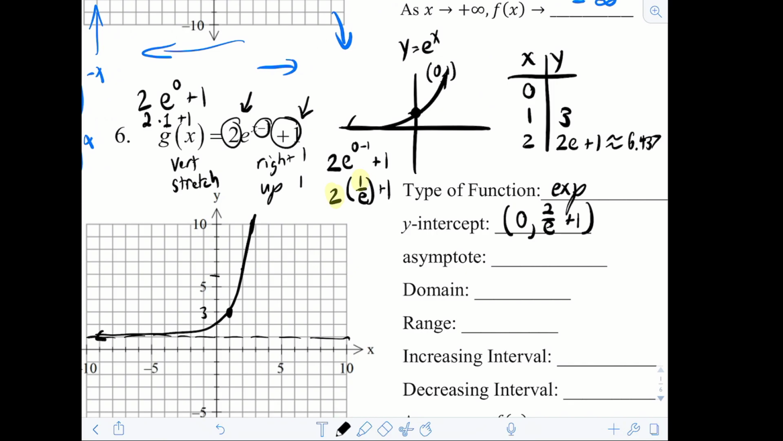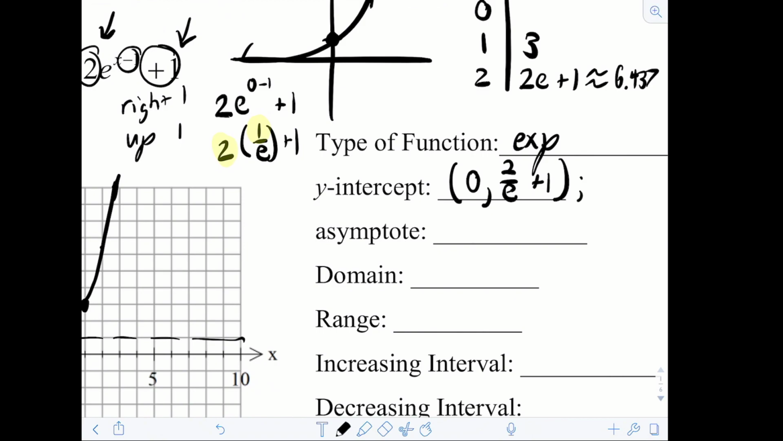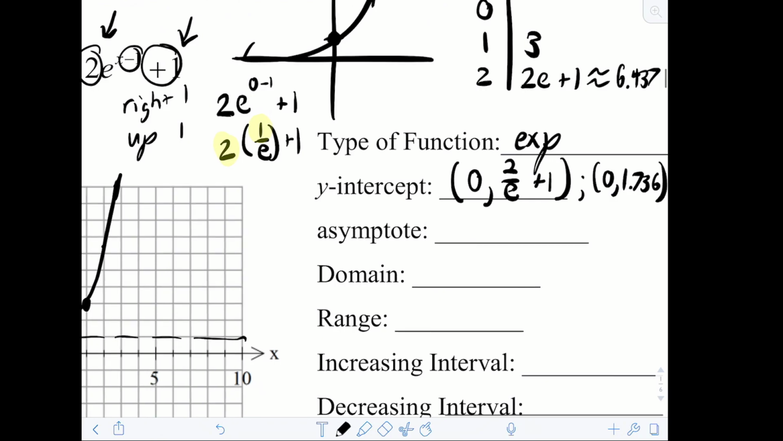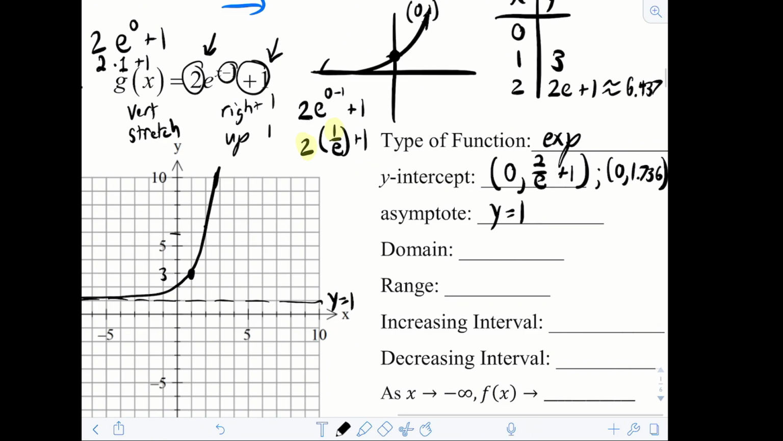Now, I'm going to type this in my calculator so that you guys have a number. So 2 over e and then plus 1 is going to give us roughly 0, 1.736. And that decimal goes on forever, does not stop, so that's why we refer to e as an irrational number. Asymptote, y is equal to 1, because y is equal to 1 here.